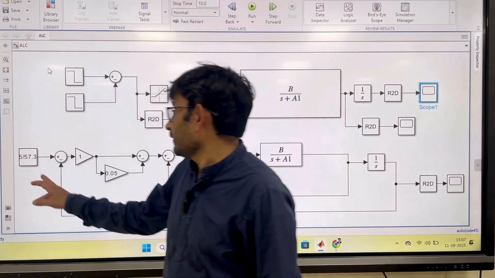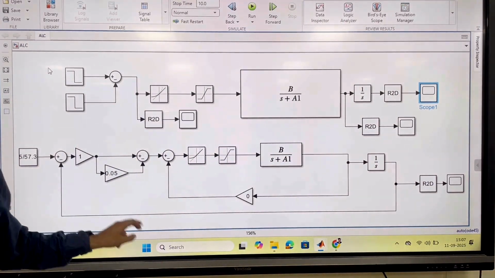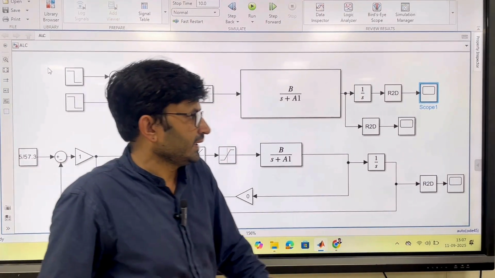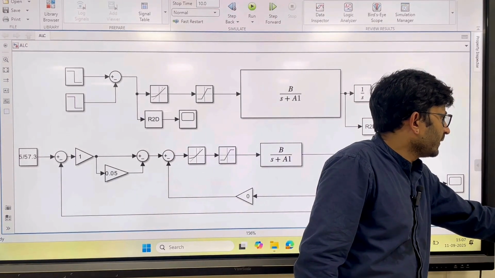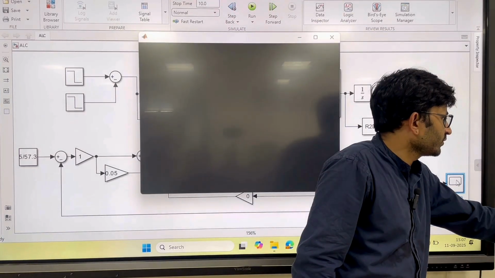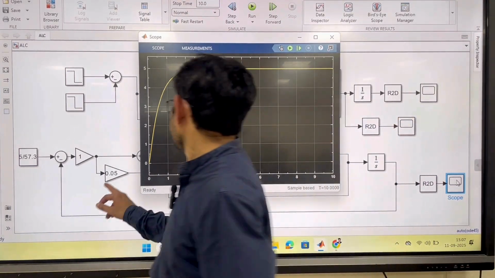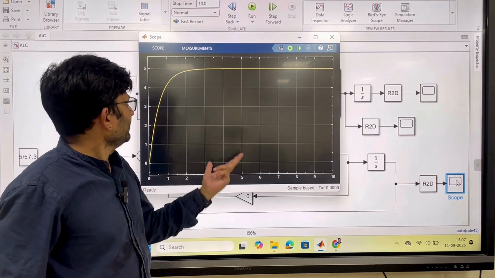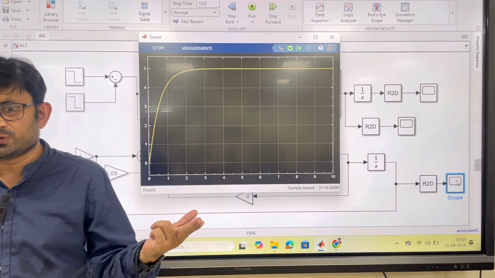Okay, and what roll angle have you commanded? 5 degree. So at the end you should get a 5 degree roll angle, right? Without any kind of unwanted behavior, right? So when you run this, you will get this roll angle. How much? 5 degree. Perfectly you are getting 5 degree, right? In less than or around 3 seconds, right?